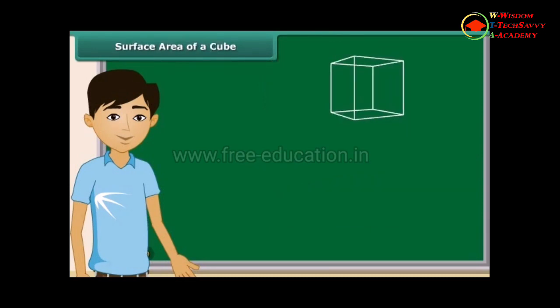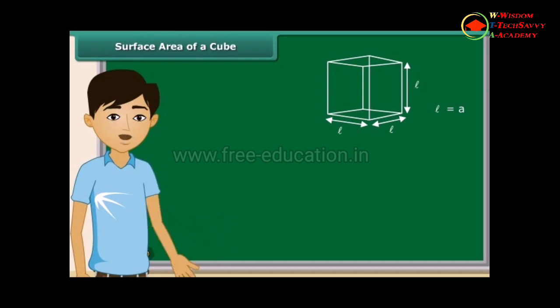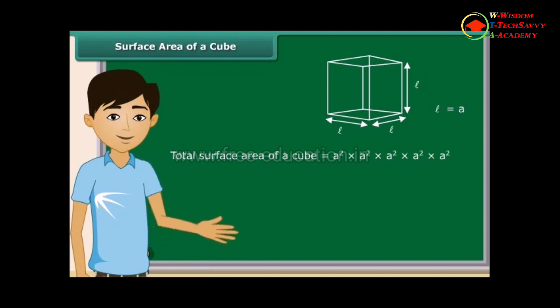Look at this cube. It is easy to see that the cube has 6 sides and each side is a square. Now to derive the formula of the surface area of a cube, let the length of one side be A. Since there are 6 sides, the total surface area is A square plus A square plus A square plus A square plus A square plus A square, which is equal to 6A square.